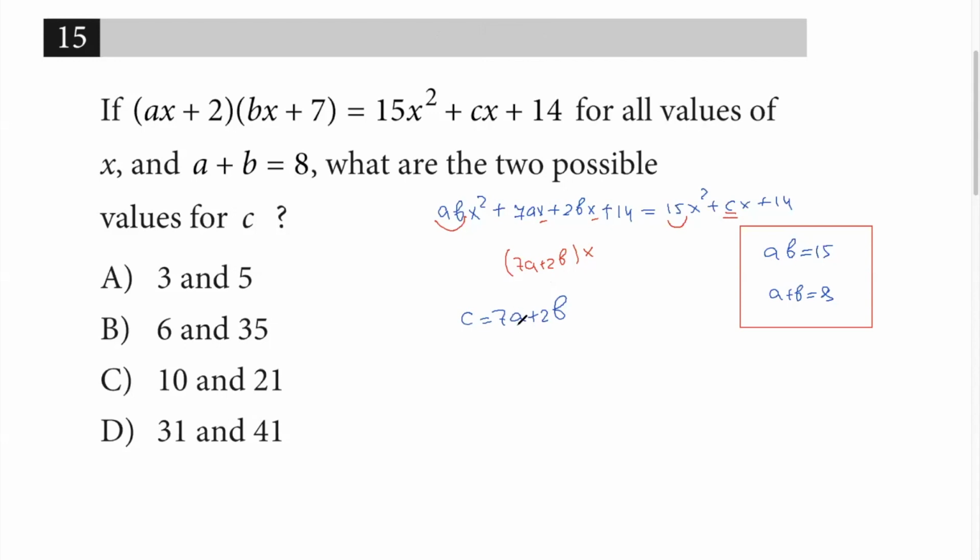But we have to know the values for a and b. What are the two numbers whose product is equal to 15 and whose sum is 8? It is either 3 and 5, or 5 and 3. So we will substitute once 3 here and 5 here, and once 5 for a and 3 for b. Let's calculate them. 7 times 3, 21 plus 10 is 31. And let's calculate this one: 35 plus 6, which is 41. So two possible values for c are 31 and 41.